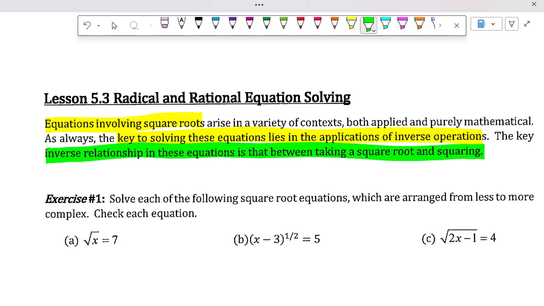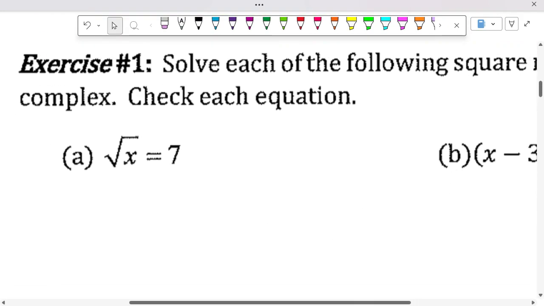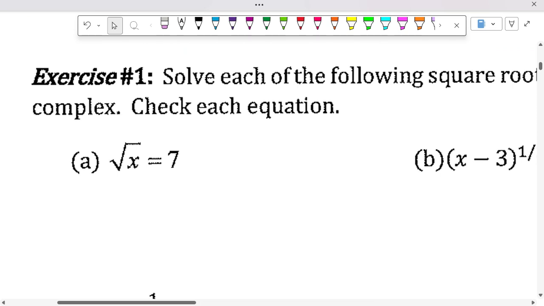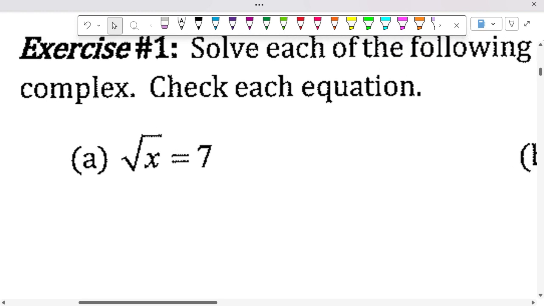So how do you think I'm going to get rid of the square root? You square it. So I said that. You said multiply. No, it's not. You square, you more. At the end, you multiply. Technically. So for letter A, how do you think I'm going to get rid of that square root?